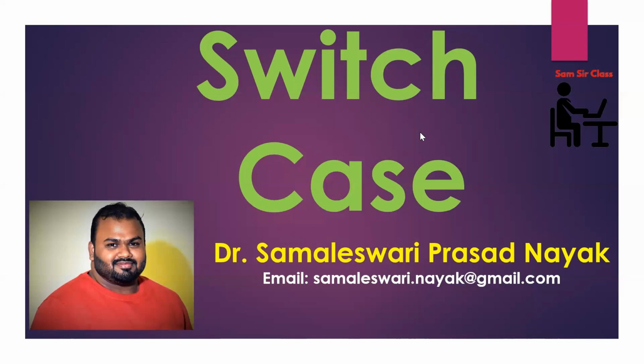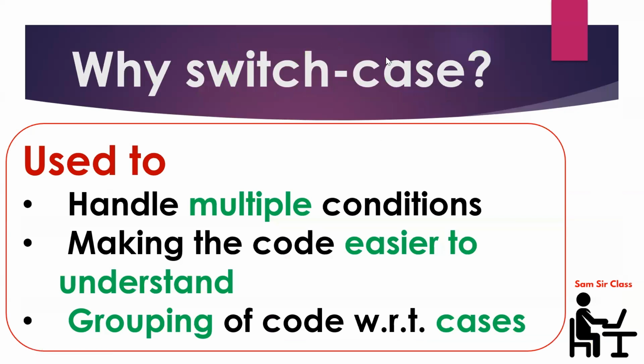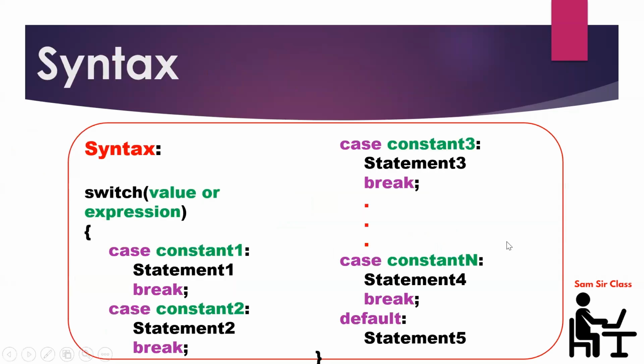The control statement that allows us to make a decision from a number of choices is called switch, also known as switch case. Whenever the switch keyword comes to your mind, you will understand you have to make a decision from a number of choices. The definition says why switch case is required: you have to handle multiple conditions, make the code much easier to understand, and group the code with respect to different cases. How, we will see through the example. But before that, let us see the syntax.